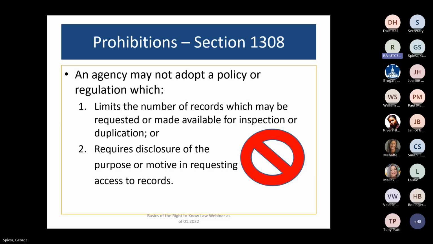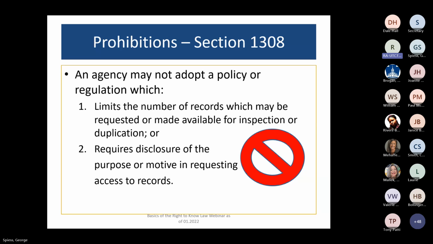The other thing that you cannot do is compel a person to tell you why they are filing a right to know request. You can't deny a right to know request based on the reason or what you think the reason might be. And maybe you think they're filing a right to know request just to see you work harder. Unfortunately, you have to respond.